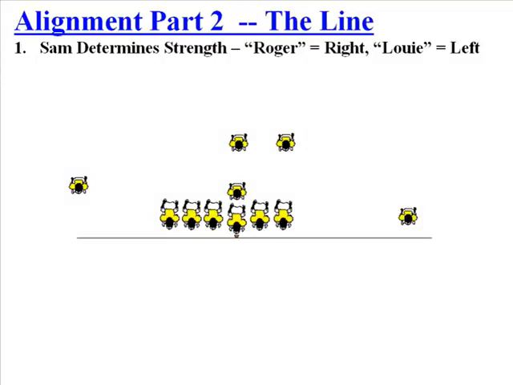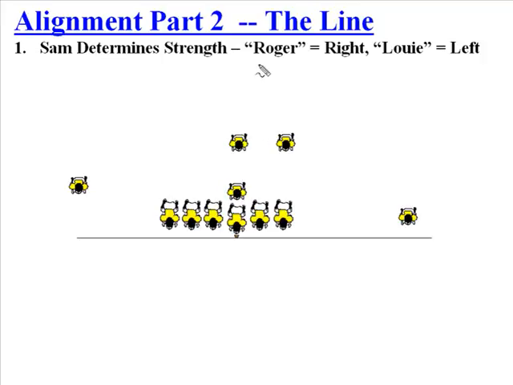Let's now discuss the alignment for the defensive line. This begins with the Sam linebacker, the strong side linebacker, declaring strength to the rest of the defense. This is very, very important because this is the first thing that must happen when the offense begins taking their position. On the defensive side of the ball, Sam sets things in motion by first looking and declaring to the rest of our defense where the strength is.